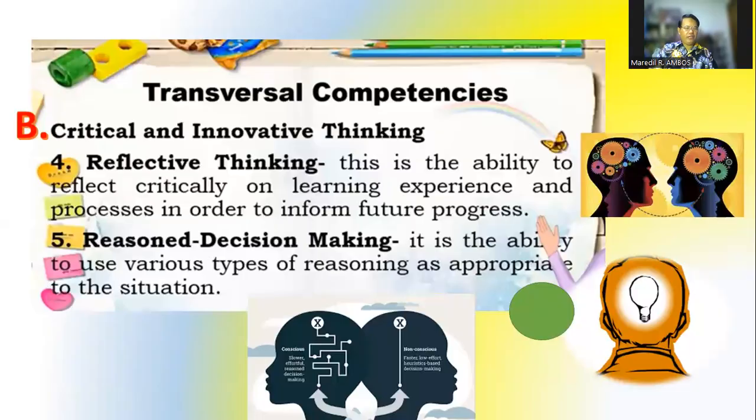So letter B is the critical and innovative thinking. So we need to be critical and we need to innovate. So here included are the following. We have reflective thinking, and this is the ability to reflect critically. We need to be critical, as I mentioned, on learning, experience, and processes in order to inform future progress.